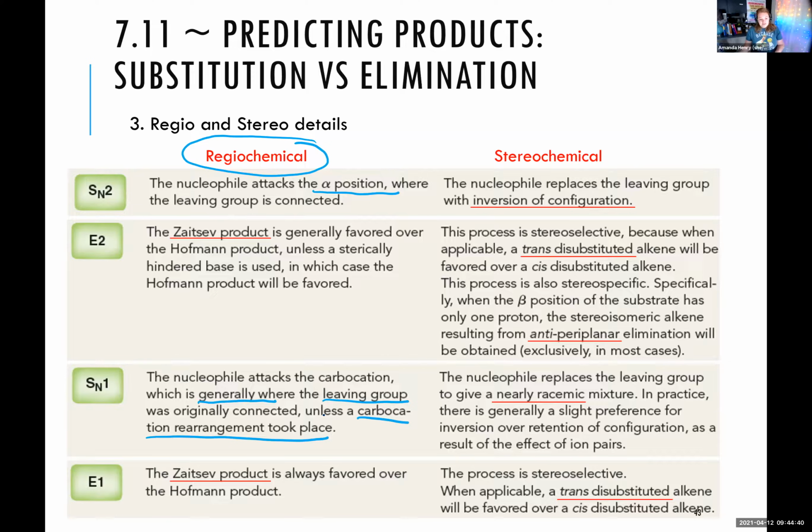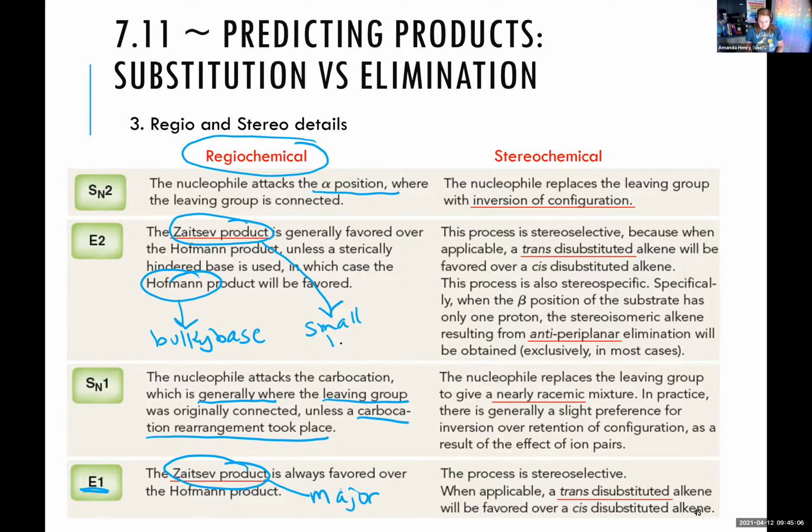For an elimination reaction, we've talked about the Zaitsev and the Hofmann product. So for an E1, the Zaitsev is always the major product. For an E2, the Hofmann product will be the major if we're using a bulky base. And the Zaitsev will be the major product if we're using a small base.